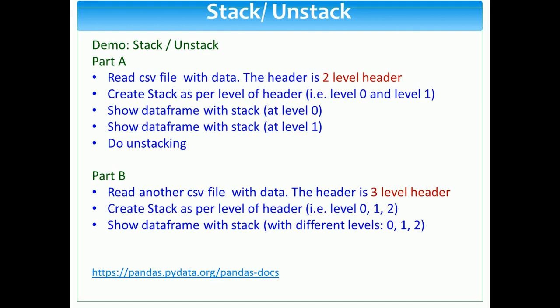Those who are interested in understanding more about stack and unstack can get the details on pandas.pydata.org. There is the pandas documentation, and you just look for stack and unstack.